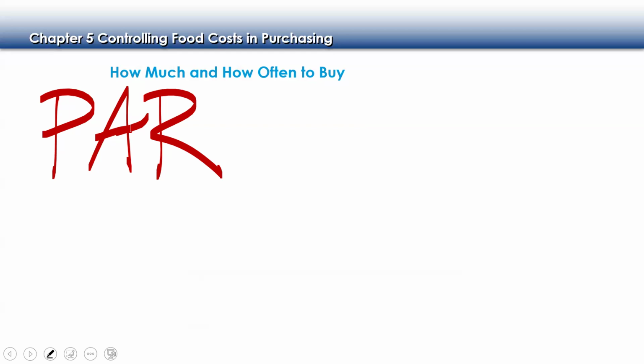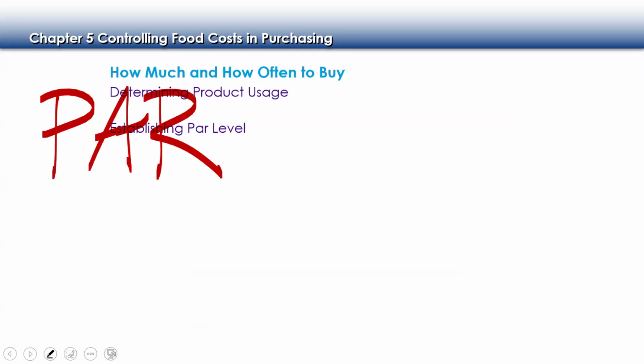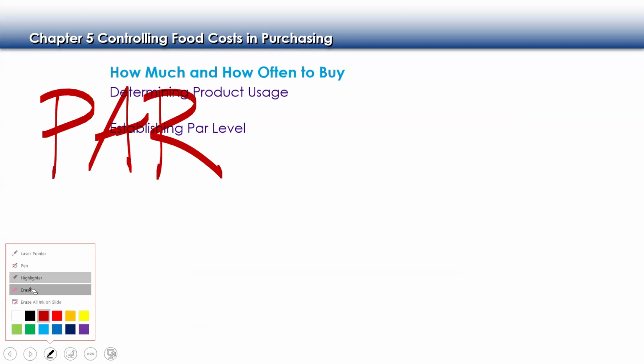Okay? If we have less, what are we going to do potentially? We'll run out. If we have too much, it could be wasteful, it could waste space, it could be stolen, it could go bad, right? And so this par is important to determine exactly what we need on hand in order to operate. Okay? So, to determine our product usage, let me erase.